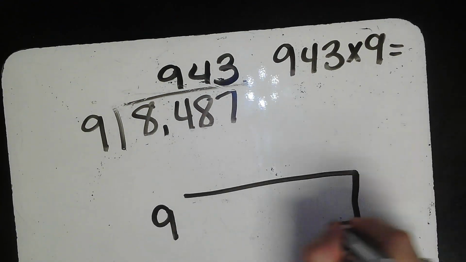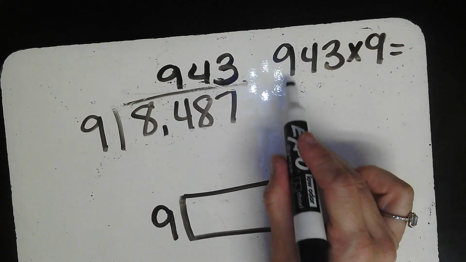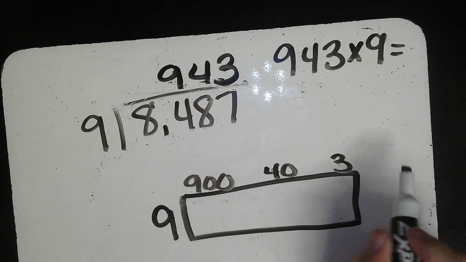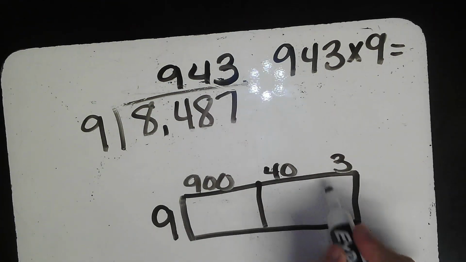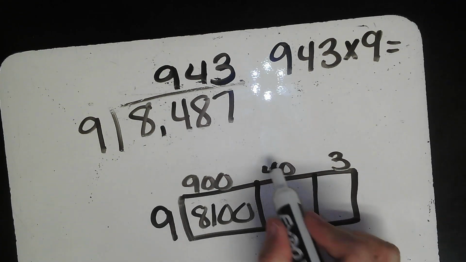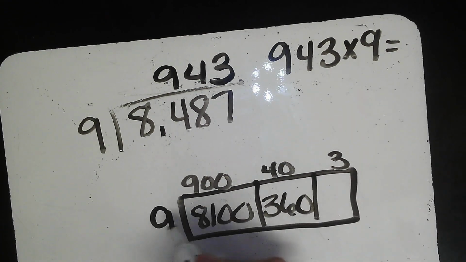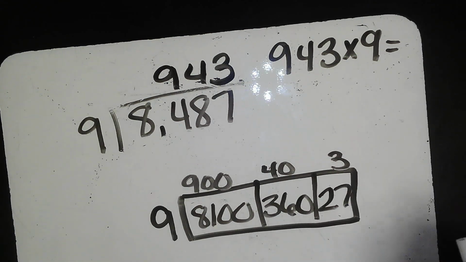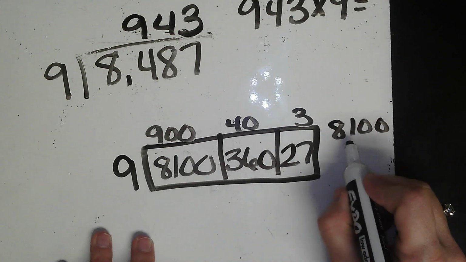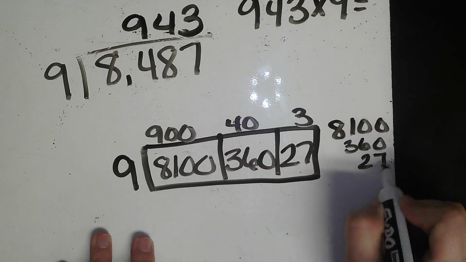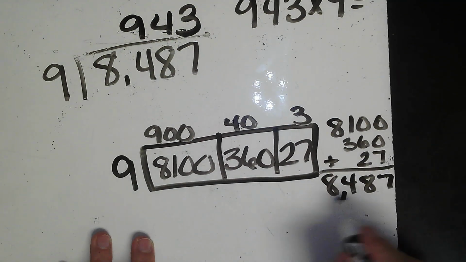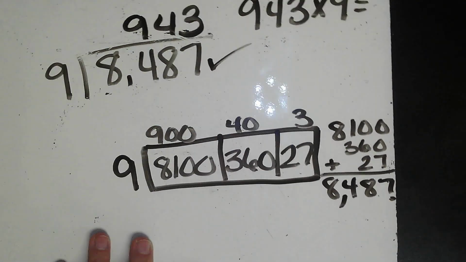We're going to use the box method like we practiced a gajillion times. It's going to be 900 plus 40 plus 3, which is what we had up here. 9 times 9 is 81 with 2 zeros. 9 times 4 is 36 with 1 zero. 9 times 3 is 27. When I add those up, 8,487. We know that we got it correct.